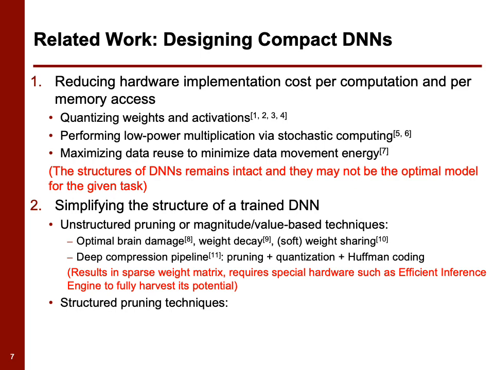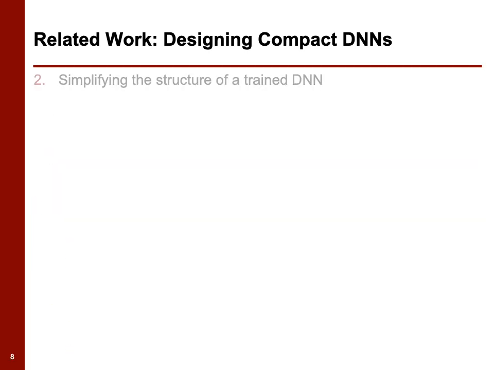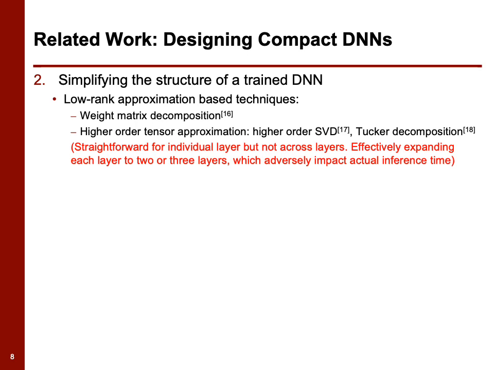On the other hand, structured pruning techniques, such as pruning kernels in convolutional layers or pruning entire layers, do not have such an issue, but many of them require an expensive training from scratch process. Low-rank approximation-based techniques, such as weight matrix decomposition and higher-order tensor approximation, are straightforward to apply to individual layers, but not across layers. They effectively expand each layer into 2 or 3 layers, which adversely impacts the actual inference time.